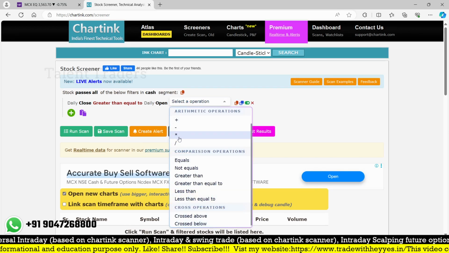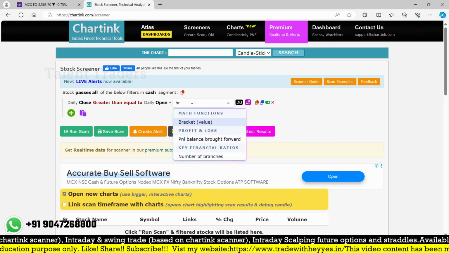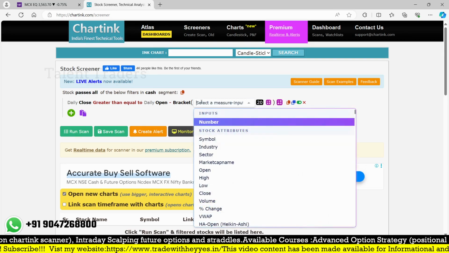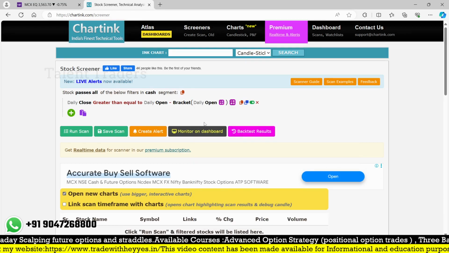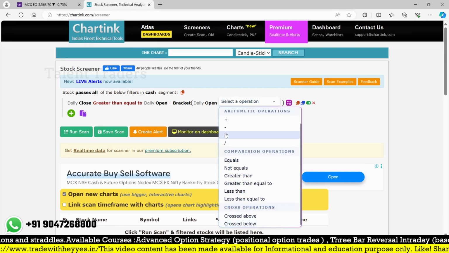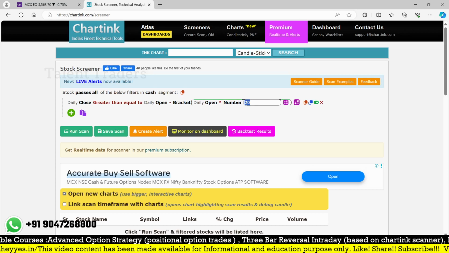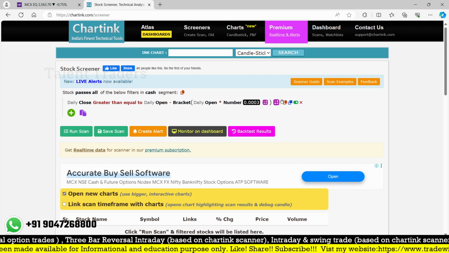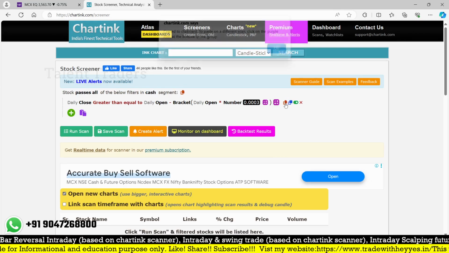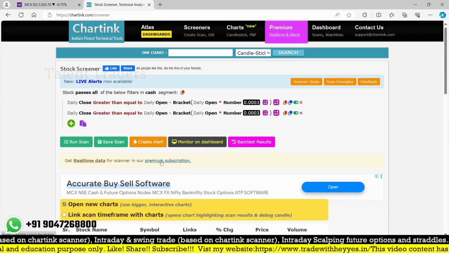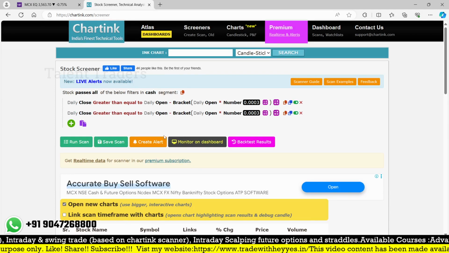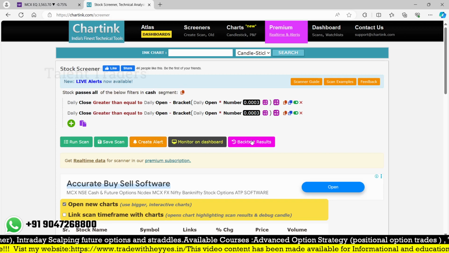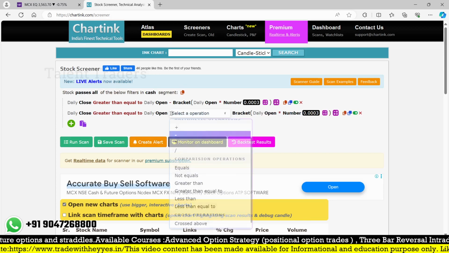We are using a bracket function, because we can't compare multiple conditions otherwise; using the bracket function we can compare multiple conditions. So here, open multiplied by 0.003. It's a doji candle, so we have to use a very low number. Then we simply drop this, and in the same way, this time close is greater than open plus, okay, this condition.